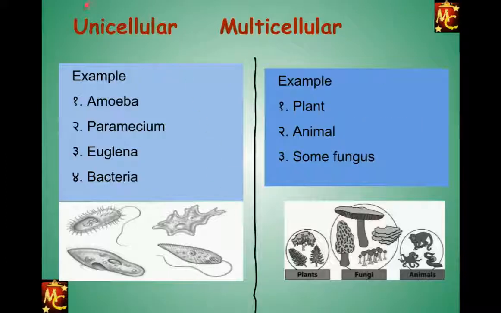There are some examples here. Unicellular organisms like amoeba, paramecium, this is paramecium, euglena, here is euglena, they are all found in floating water. And the bacteria, here is the bacteria, this is amoeba. In multicellular, plants, almost all plants you can see everywhere. Animals like monkey, snake, human, many animals, almost all animals. And many fungi are multicellular.